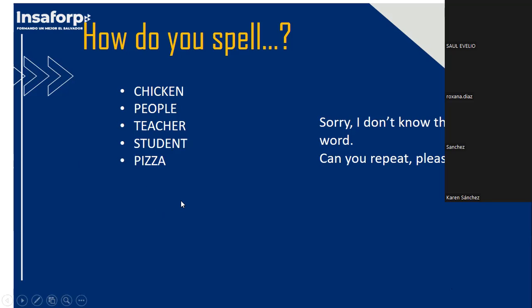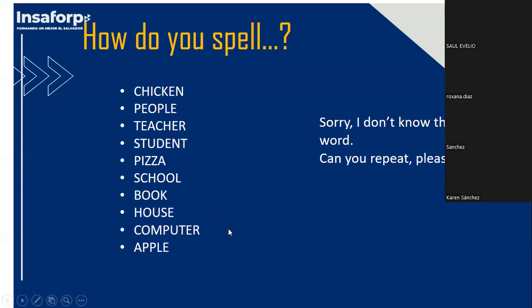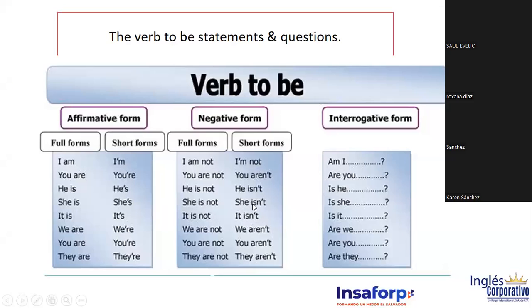I wrote the words, for example, pizza, school, book, house, computer, apple. And that's it. Okay, so that was the warm-up of the class and review of the last Friday's class. Now, today, we're going to focus on the verb to be, statements and questions. I think you have an idea about this, but today you're going to learn and practice using the verb be.